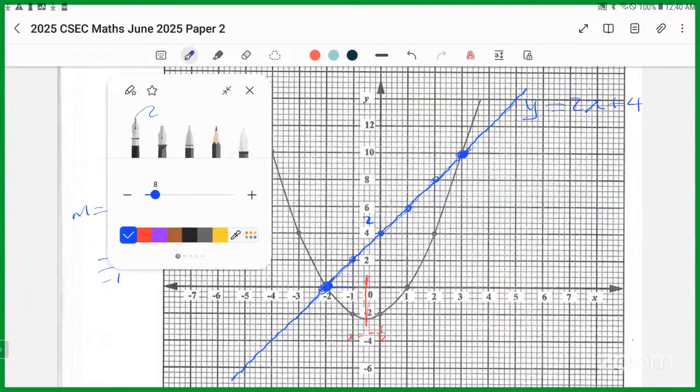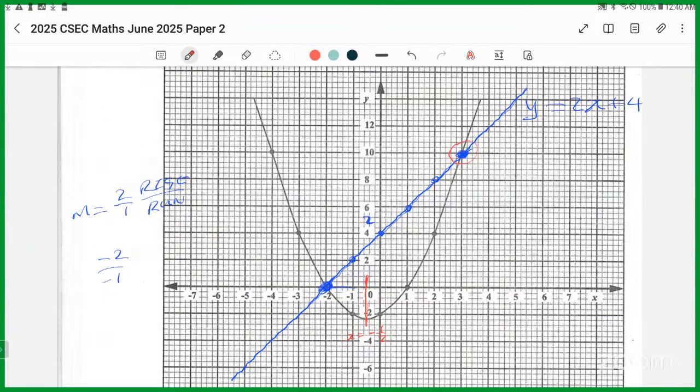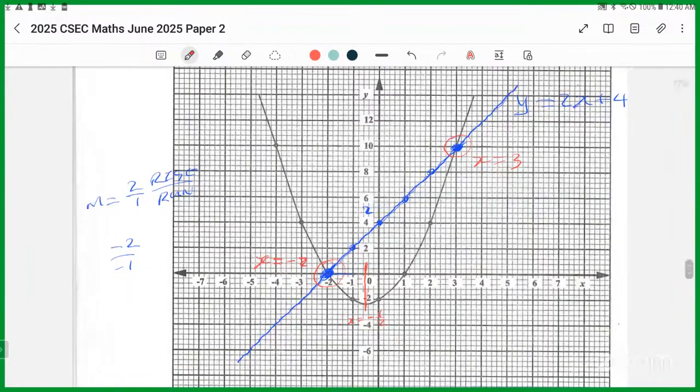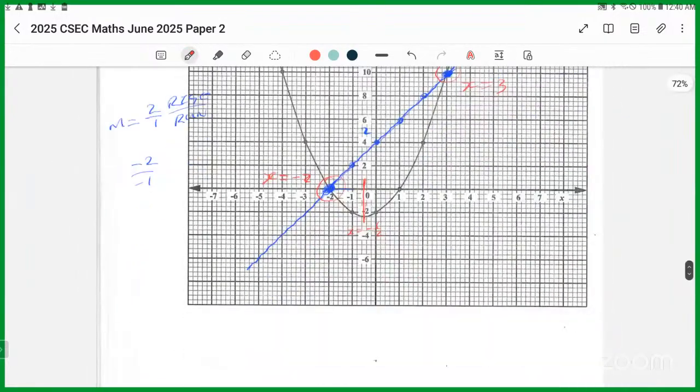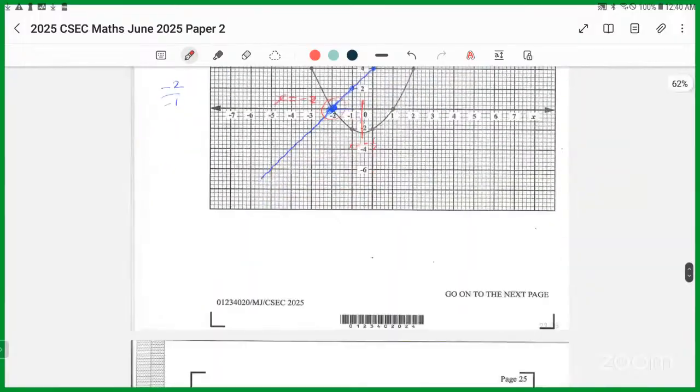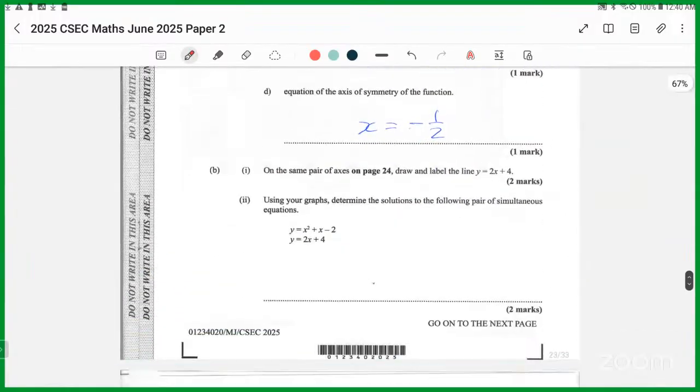I'm sure they're going to ask us about these 2 points where the line will intersect the graph. This point is where x equals 3. This point is where x equals negative 2. That's just how these questions are, guys. Every time, that's what they do, so just know it's coming. When you practice and do all of the papers, you know what's coming next. That's just how they set this question.